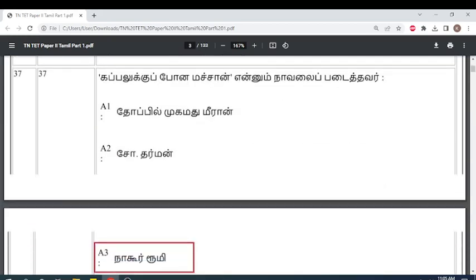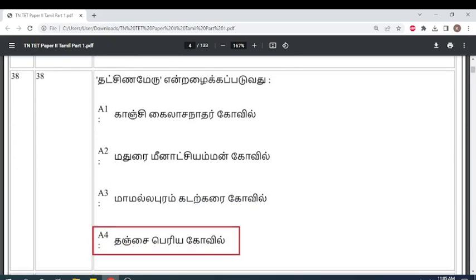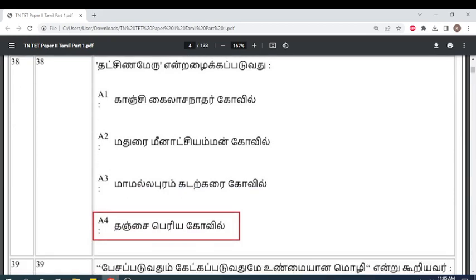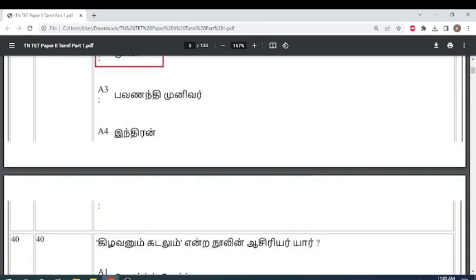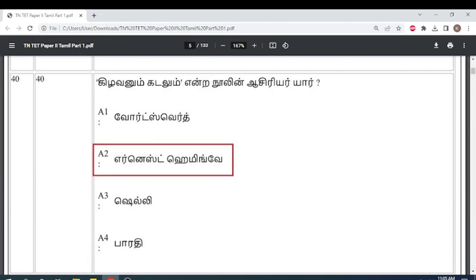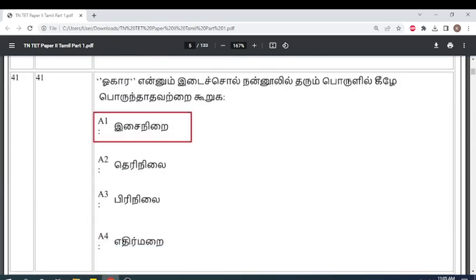37th question answer A3. 38th question answer A4. 39th question answer A2. 40th question answer A2. 41st question answer A1.